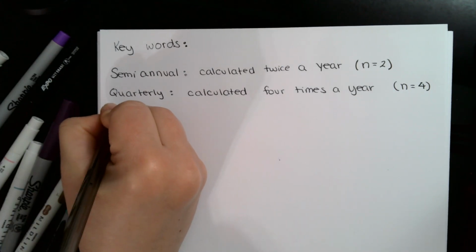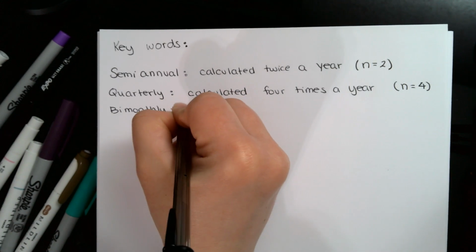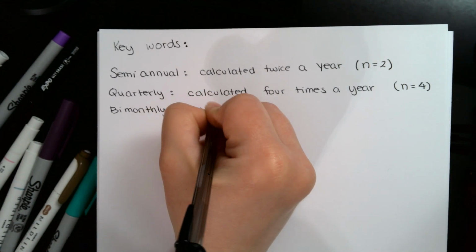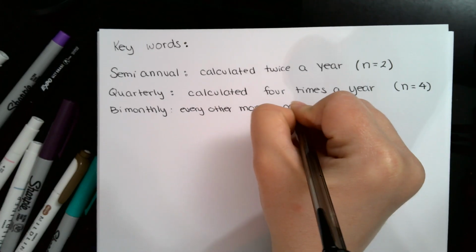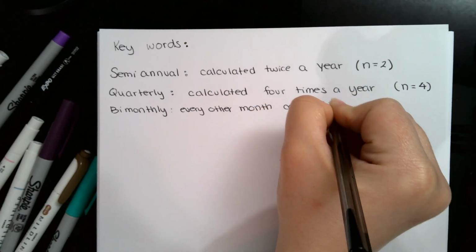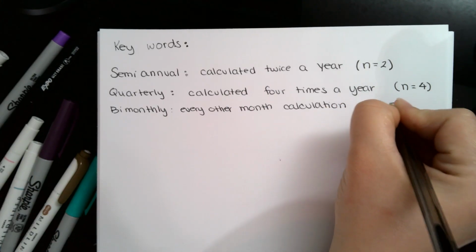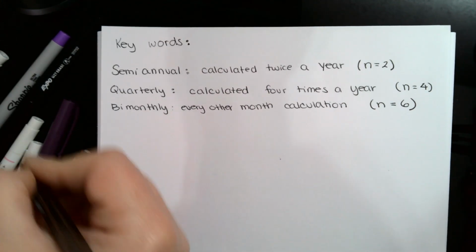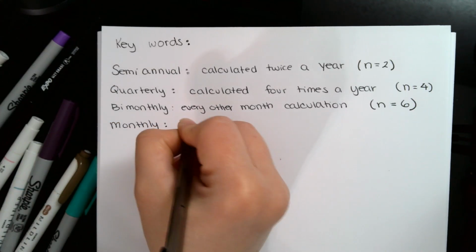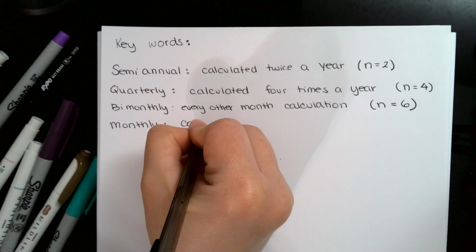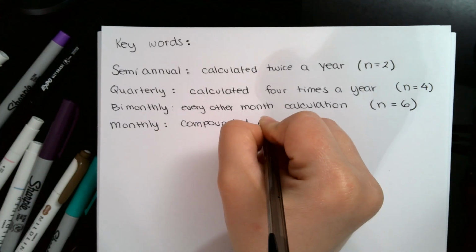There's also bi-monthly, which means every other month calculation. And if it happens every other month, there's 12 months in a year, that means our compounds is 6. And we have monthly, which is compounded. Again, calculated is another word.